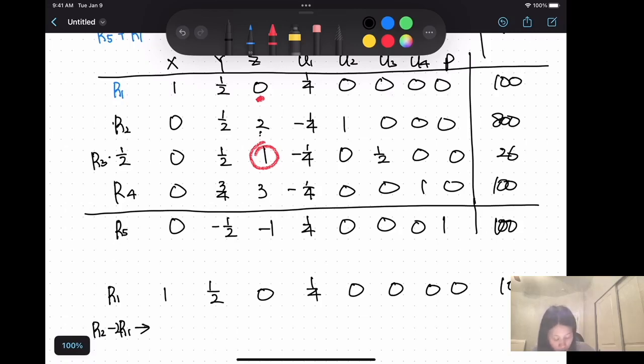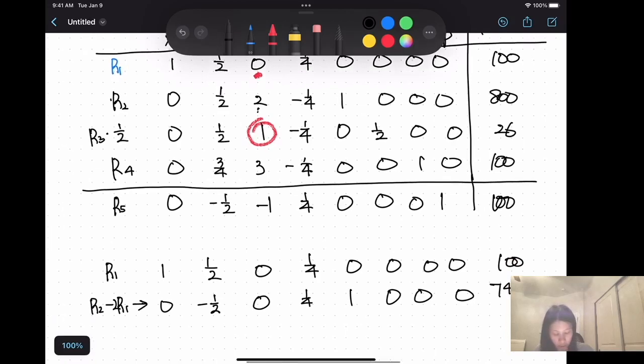So we end up having 0, negative 1/2, 0, 1/4, 1, 0, 0, 0, and 748. So for the third row, that's our pivot row. We'll just write it down. That's the row that contains our pivot element.